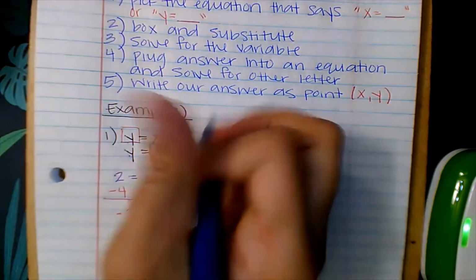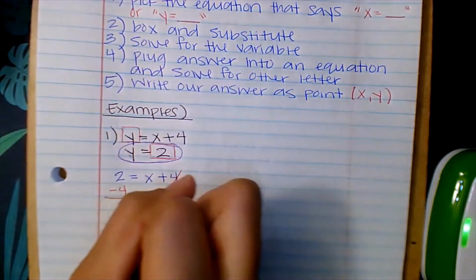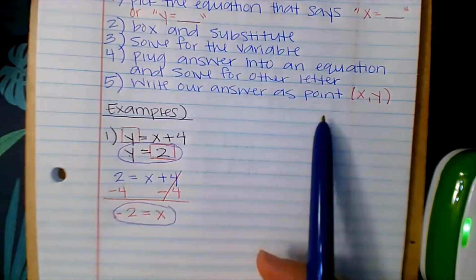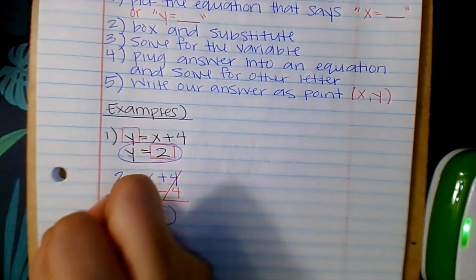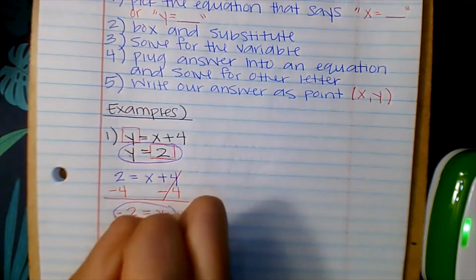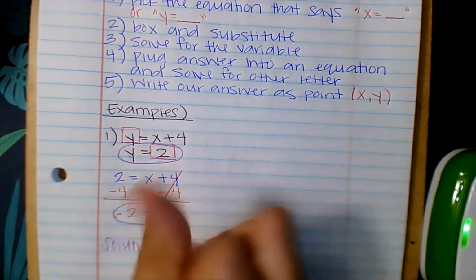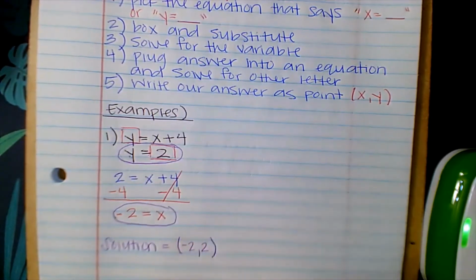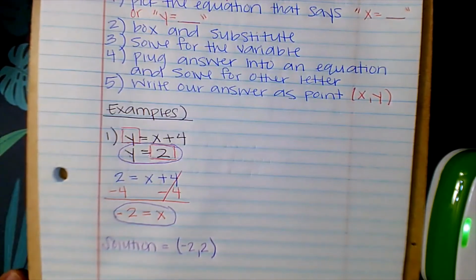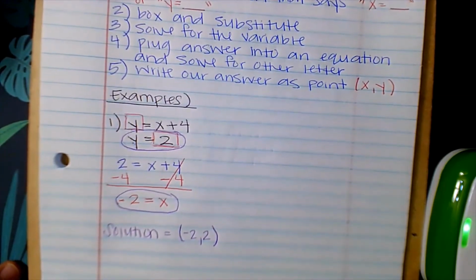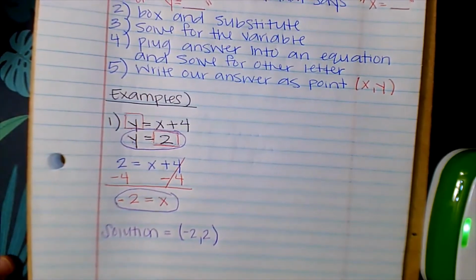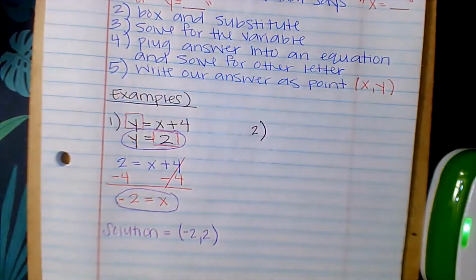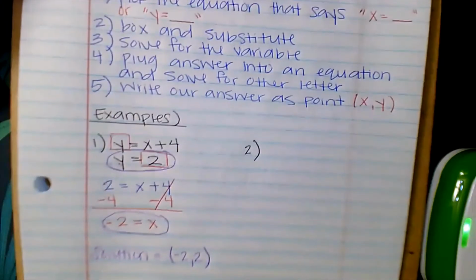So now I have a y value and I have an x value. And our last step says to write our answer as the point x, y. So my solution is x is equal to negative 2 and y is equal to 2. So my solution is negative 2, positive 2. Let's go ahead and see a second example. Example 2. We're going to do the same thing that we did in the first example.